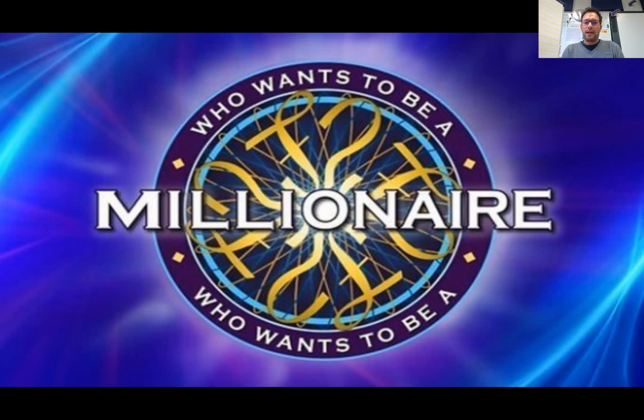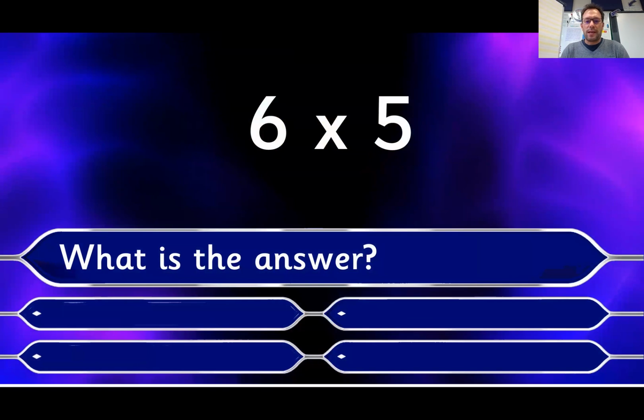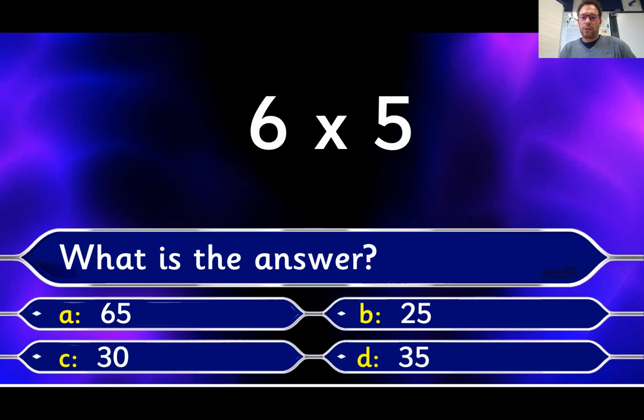Okay, get your whiteboard ready, get your pen ready. For each question, there'll be 4 possibilities and you have to write down the right answer. Here we go, our first one. 6 times 5, what is the answer? Is it A, 65? B, 25? C, 30? Or D, 35? Either write down A, B, C or D. What do you think? Okay, are you ready? 6 times 5 is 30. C, 30 was the right answer.